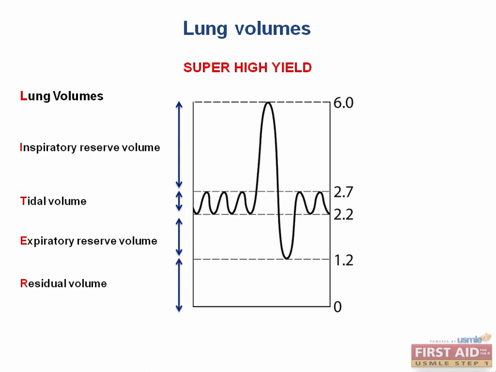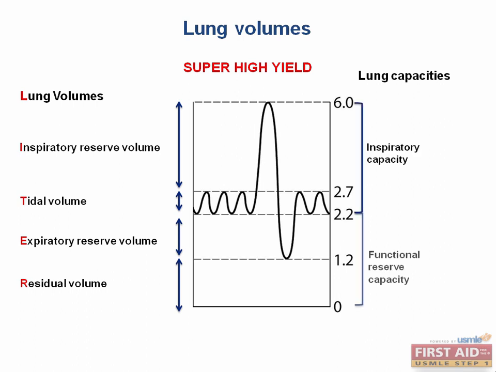Now it's also important to understand how the different lung volumes are related to each other and how each can be determined. A capacity is made up of multiple volumes. The inspiratory capacity is the tidal volume plus the inspiratory reserve volume. Functional residual capacity is the volume in the lungs after normal expiration. So if that's the case, which volumes comprise the functional residual capacity? Correct, the expiratory reserve volume and the residual volume.